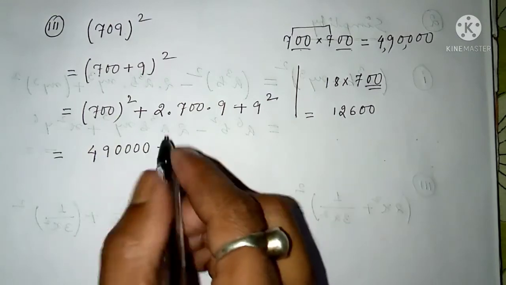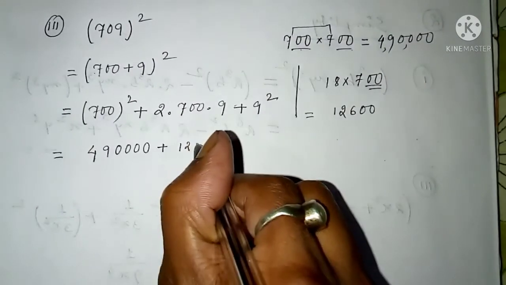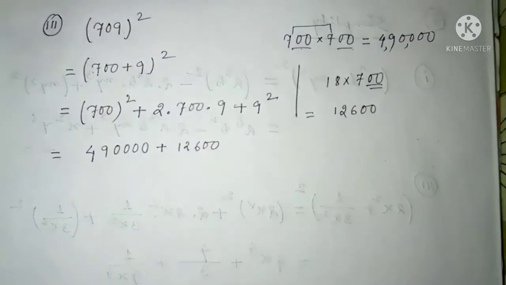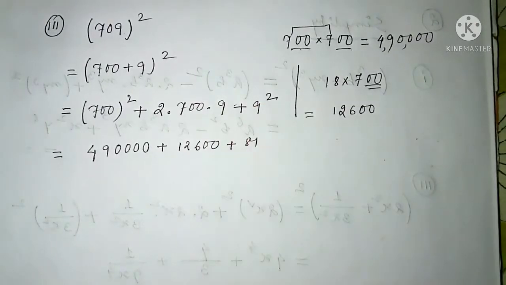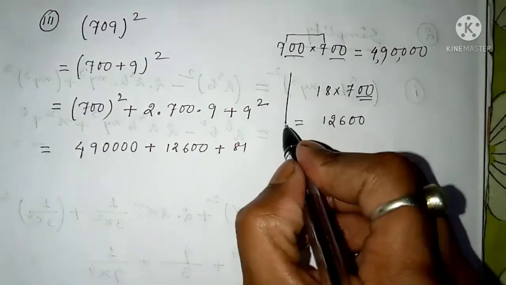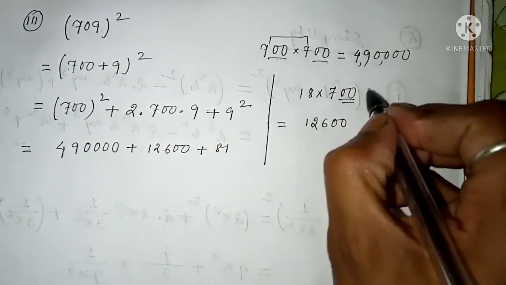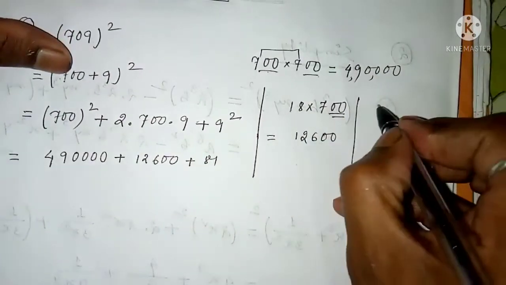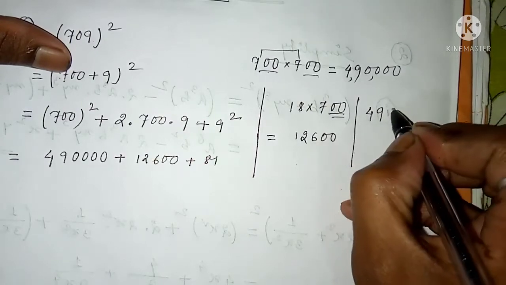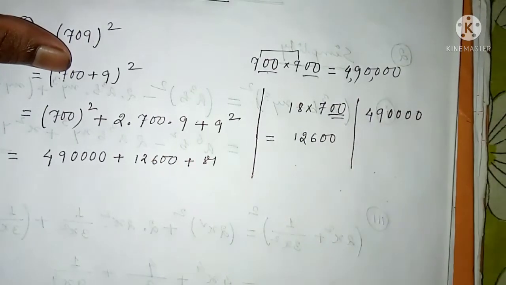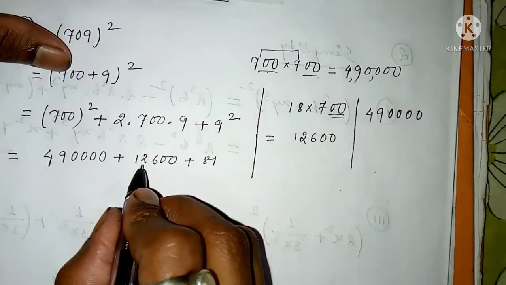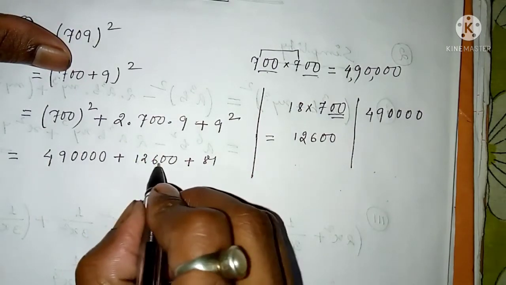So it is our 12,600. Okay, that is your 12,600. So it is obvious 9 square means 81. Now we'll add all this here. See how to add. The first number is your 4,90,000. Then 12,600.